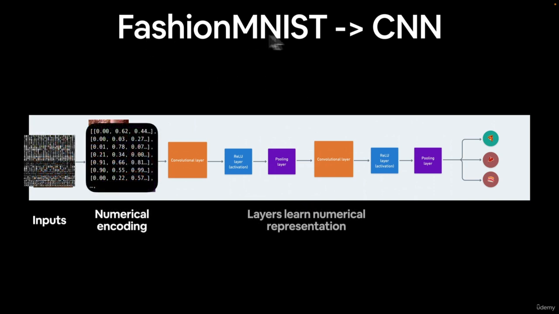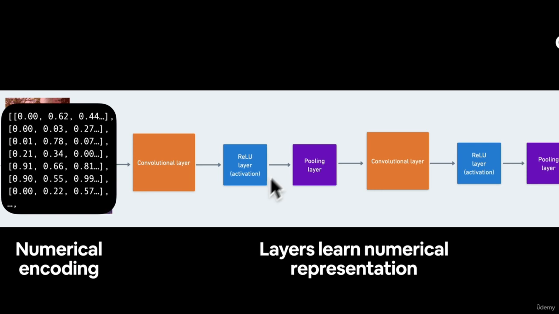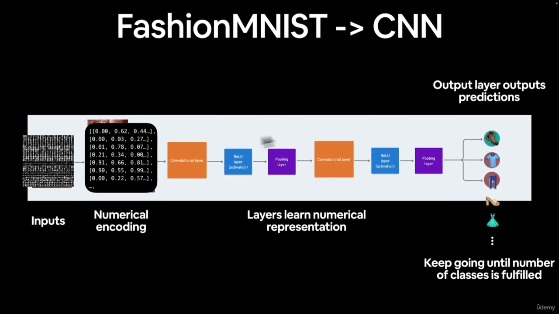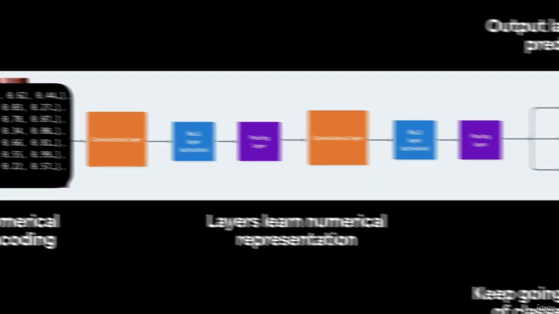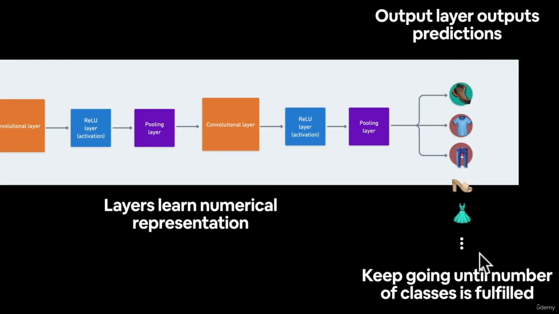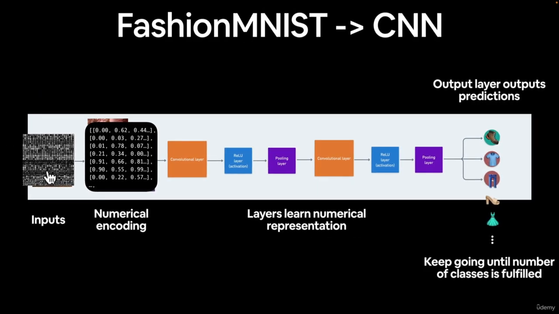We have a Fashion MNIST dataset, and we have our inputs. We're going to numerically encode them. We've done that already. Then we have our convolutional neural network, which is a combination of convolutional layers, nonlinear activation layers, pooling layers. But again, these could be comprised in many different ways, shapes, and forms. In our case, we've just replicated the TinyVGG architecture. And then finally, we want to have an output layer to predict what class of clothing a particular input image is. And so let's go back.